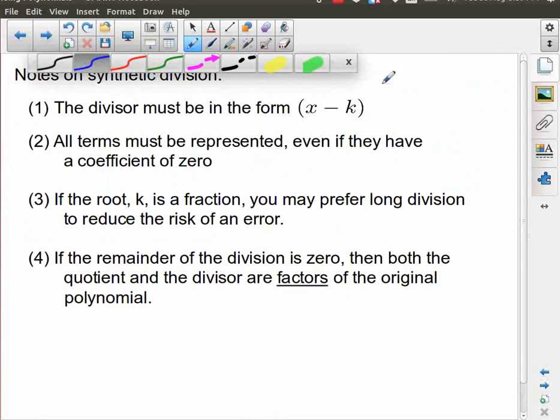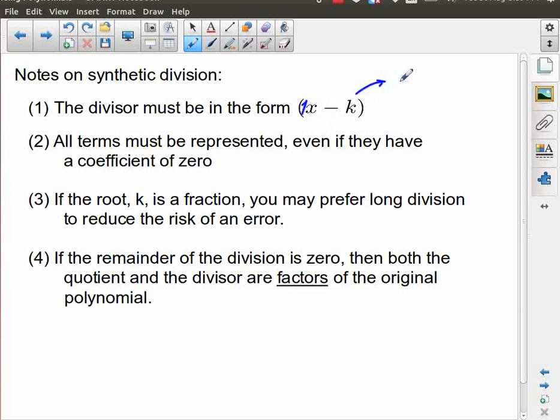Okay, so if you are doing synthetic division, the divisor has to be in this form, x minus k. The one x is important, and then you have to remember k equals whatever. You have to be able to pull out your value for k. Both of those things matter. All terms have to be represented, even if they have a coefficient of 0. So for example, you might have 3x cubed plus 0x squared minus 5x plus 0. So even though this was just 3x cubed minus 5x, you had to include the 0 here and the 0 here to make sure that everything had a term where it lines up.